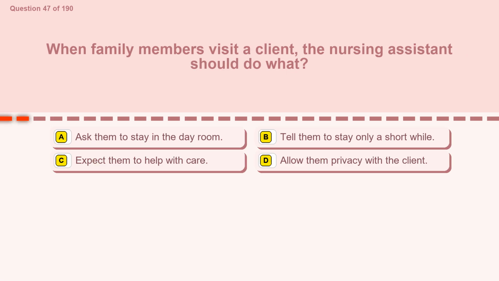Question 47. When family members visit a client, the nursing assistant should do what? Option A, ask them to stay in the day room. Option B, tell them to stay only a short while. Option C, expect them to help with care. Option D, allow them privacy with the client.